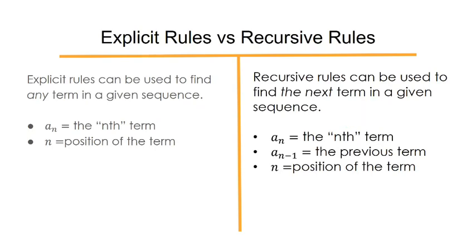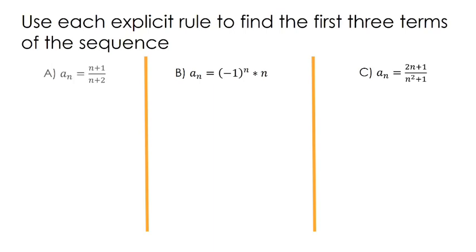Right here I have three examples. We're going to use the explicit rule to find the first three terms of the sequence. For example, if any given term in this sequence can be described by n plus 1 over n plus 2, then let's find the first term. That would be a sub 1, which is 1 plus 1 over 1 plus 2. You see how if I'm finding the first term, I just substitute a 1 in for n. And so that's going to be 2/3, which is our first term.